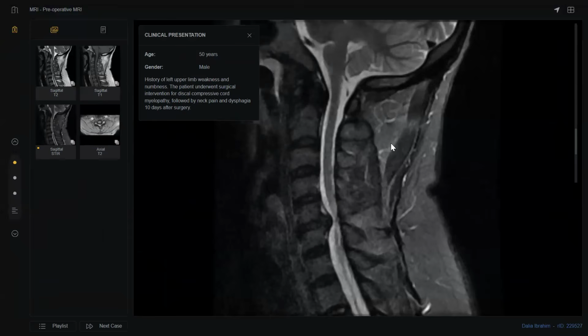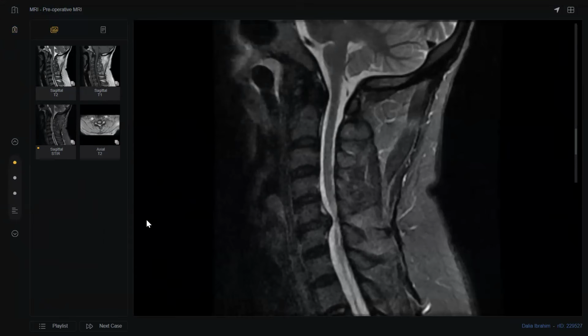Candidate two, doctor, this is a 50-year-old male patient presented with left upper limb weakness, and the patient has dysphagia after he underwent cervical spine operation.